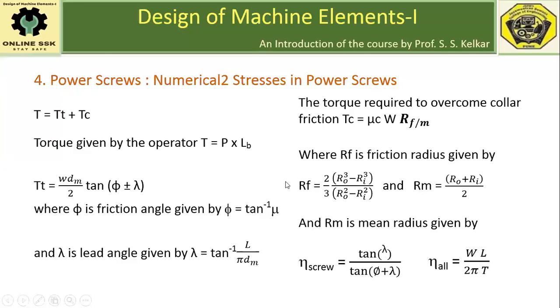Besides this, while studying the theory, we have also seen that efficiency of the screw and nut arrangement is given by tan of lambda divided by tan of phi plus lambda, and overall efficiency of the application is given by W L upon 2 pi T. Based on this overall efficiency, one can decide whether the screw arrangement is a self-locking one or an overhauling one. If the overall efficiency is lesser than 50%, then the arrangement is self-locking, otherwise it is overhauling. Overhauling means the screw will lower down of its own without application of any torque to lower it.